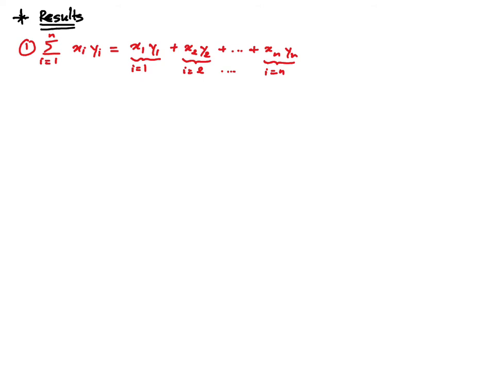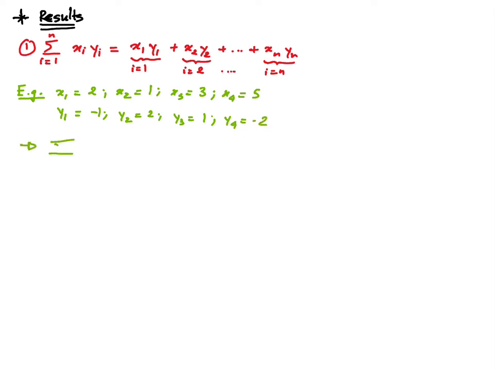So let's look at a particular example. Suppose that x1 is equal to 2, x2 is equal to 1, x3 is equal to 3, and then x4 is equal to 5. And then y1 is negative 1, y2 is 2, y3 is 1, and then y4 is negative 2.